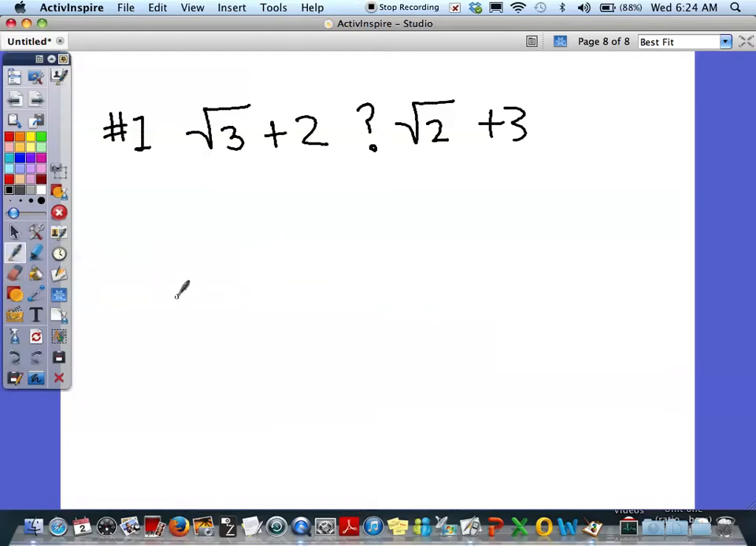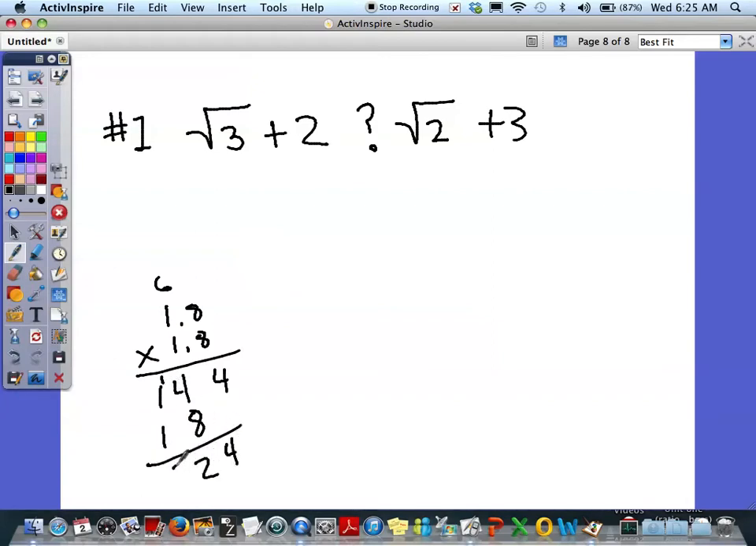So for 3, I'm going to guess a little closer to 2. I'm going to guess like 1.8. I'm going to square 1.8 real quick and see what I get. 8 times 8 is 64. 8 times 1 is 8 plus the 6 is 14. 1 times 8 is 8. 1 times 1 is 1. Add them up. Okay, so I got 3.24.